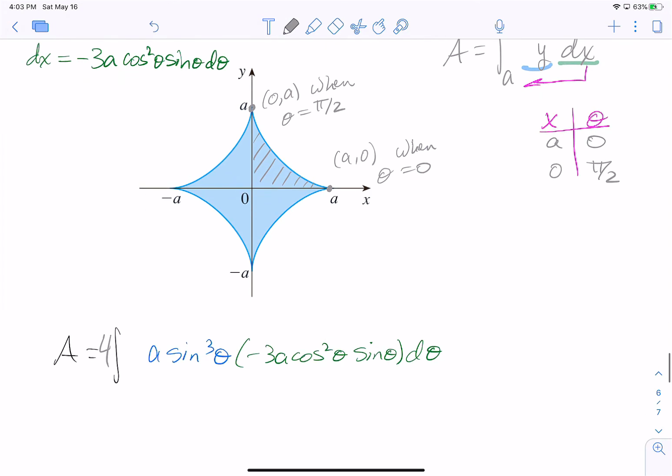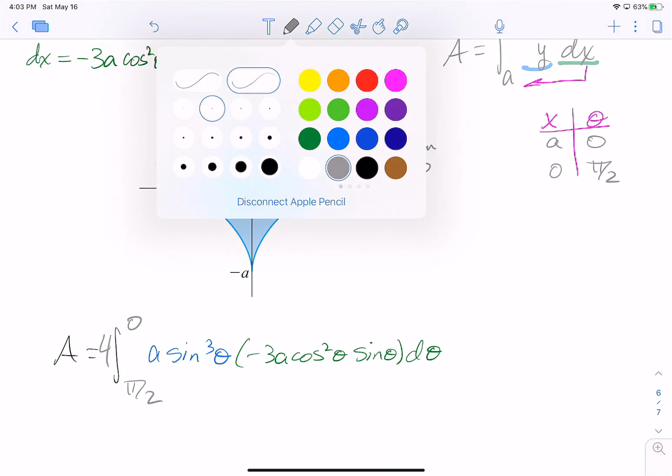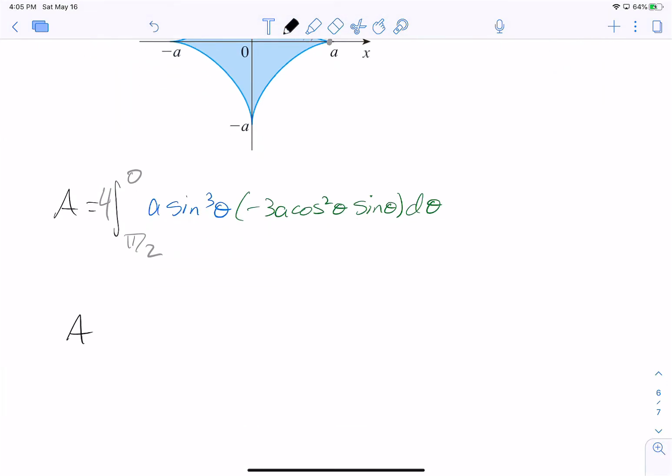So our limits of integration are going to be pi over 2 to 0, which feels like they're upside down. But we also have a minus sign inside of our integrand, and so we can rewrite this whole thing as A equals 12, because we're going to multiply 3 by 4, times the integral from 0 to pi over 2, incorporating that negative by reversing the limits of integration. a squared, I guess I could have pulled that out front, but I didn't. Sine cubed times sine is going to give me sine to the 4th of theta, and then we have a cosine squared of theta d theta.